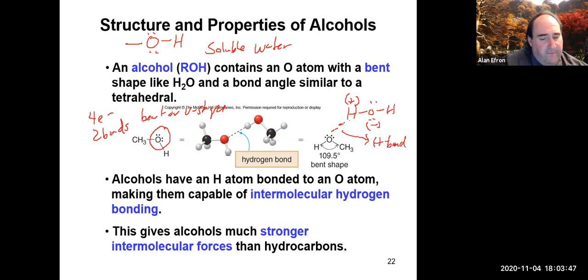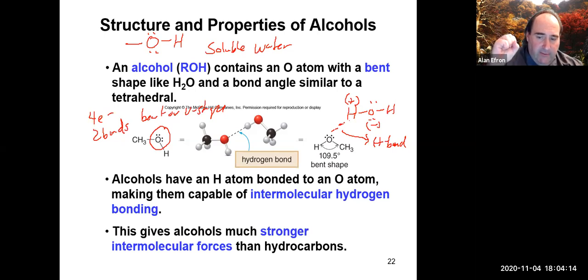And if you remember from our talk of intermolecular forces, hydrogen bonding is a very strong intermolecular force. So what that means is because alcohols have that ability to hydrogen bond, we do see very high boiling points and melting points for alcohols. So we see higher boiling points for sure because it has that ability to hydrogen bond.